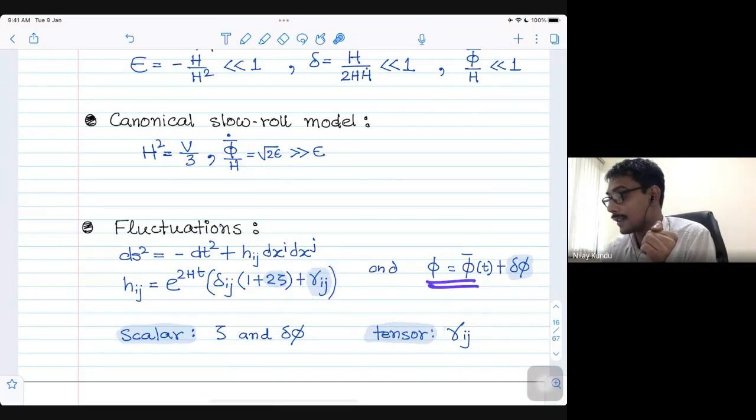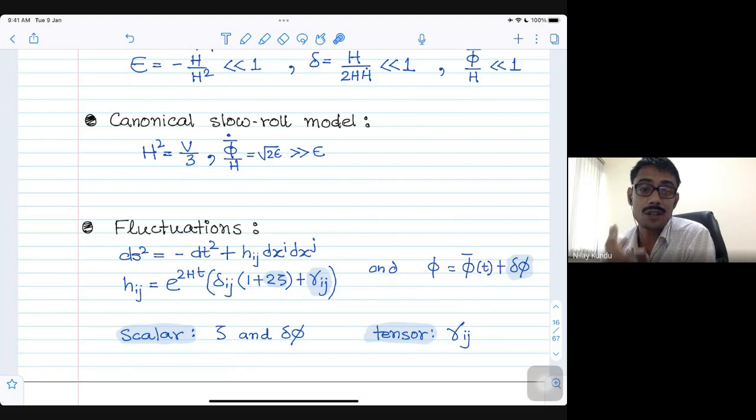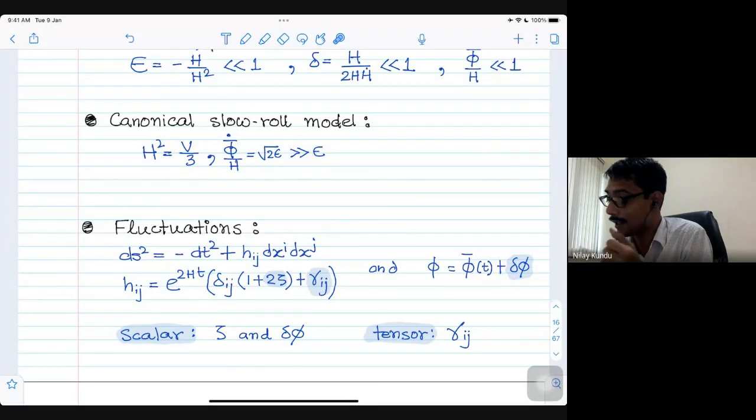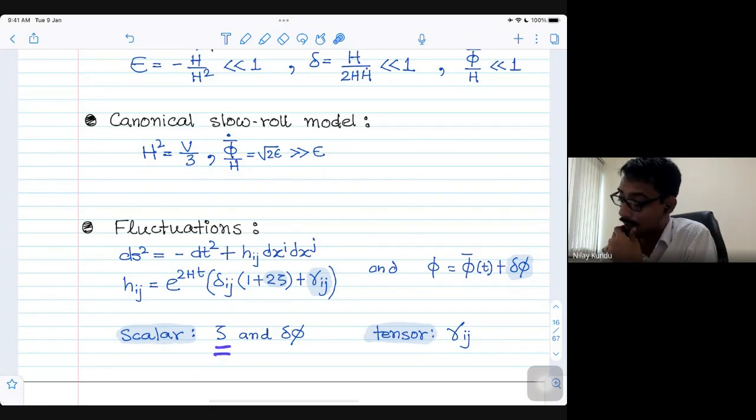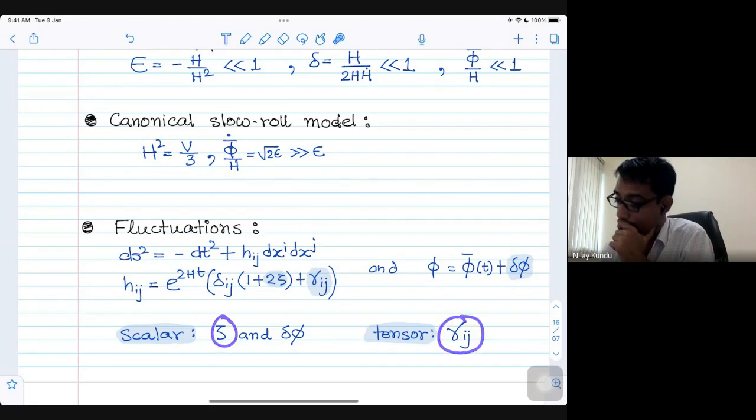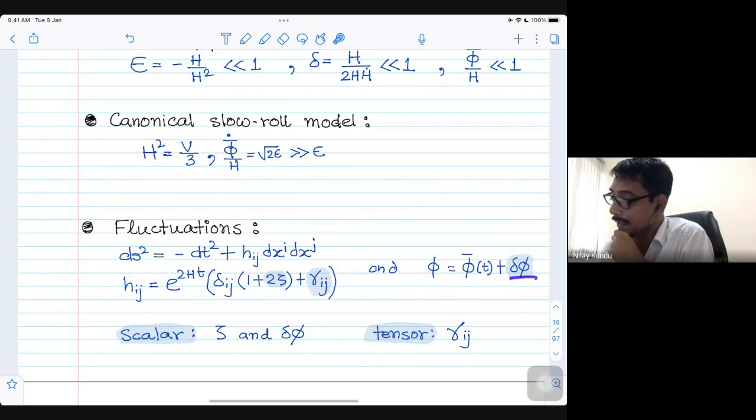And the scalar field had a background, given by phi-bar of t, which was homogeneous. That's why it doesn't depend on x, y, z, but there are fluctuations of that scalar field, the inflaton, also, and that is denoted by delta phi, which can be functions of x, y, and z. So in total, we have three perturbations: zeta, delta phi, and gamma_ij. Amongst these three, zeta and gamma_ij come from the metric perturbations, and delta phi comes from the scalar sector.